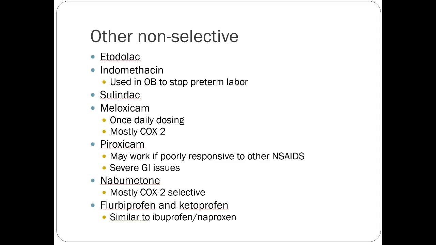Other non-selectives. I don't have a lot to say about these. We're going to talk about indomethacin, and with respect to OB, it's used actually to stop preterm labor through a different mechanism that we'll talk about. Meloxicam, I'll point out, is a mostly COX-2 agent with its once daily dosing. So that's a nice agent for people taking NSAIDs for osteoarthritis. If they respond well to it, it's a once daily drug. So you can't really beat that for pain control.